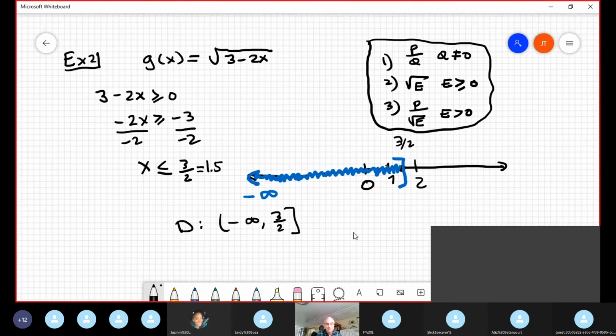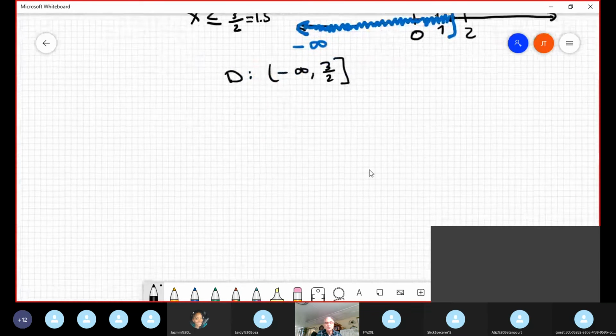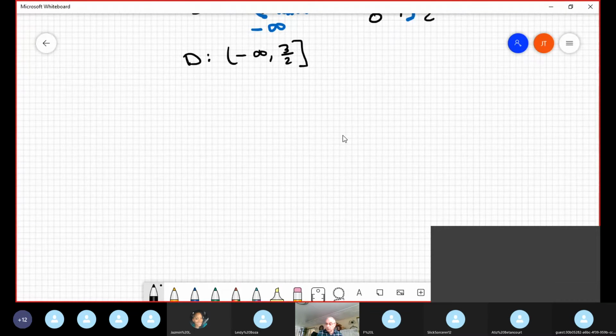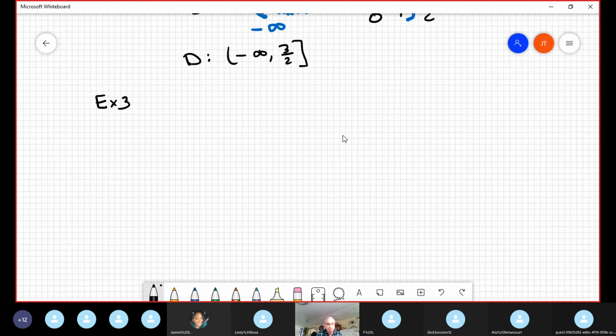Remember, we have 7 examples. Example 3 now. This is important, guys. In the test, you can see at least 2 questions like that. The function in number 3 is h of x equals 4 divided by square root of x minus 9.